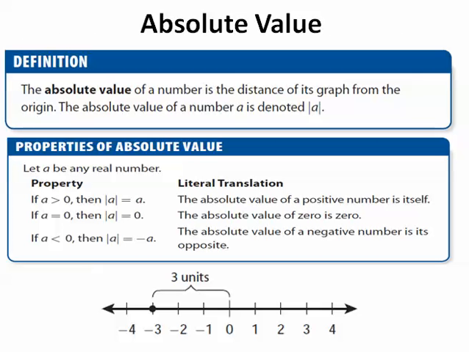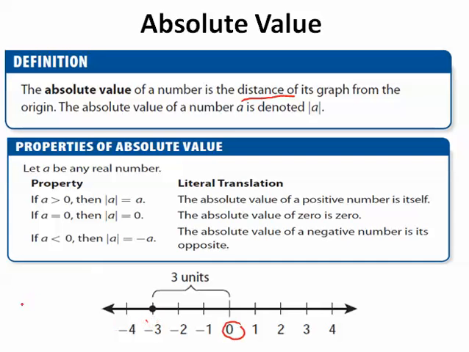First, let's start talking about absolute value. Absolute value of a number is the distance of its graph from the origin. So remember, absolute value is a distance. Okay? This means how far we are from 0.